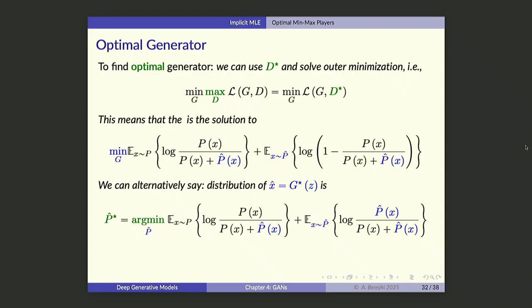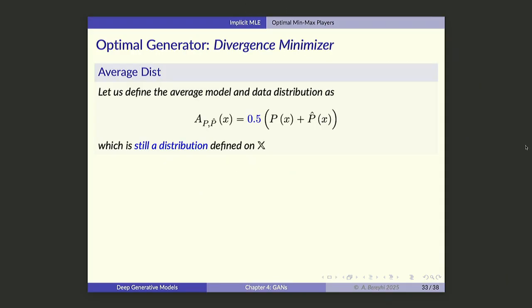Now, let me define this guy. This is the average distribution. You have this inside assignment 2. In assignment 2, you play around with this and the Jensen-Shannon divergence. The average distribution is that I get P and P hat, and at every single point, I add them up and divide by 2, right? So this guy is still a distribution. Everybody agrees?